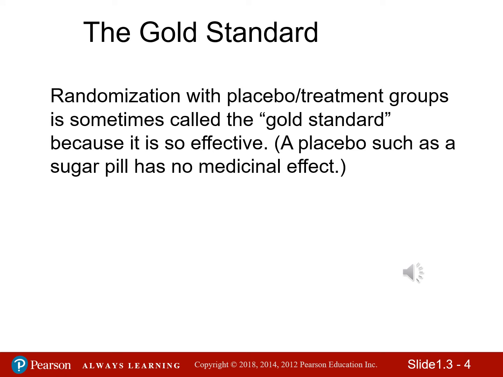Randomization with placebo and treatment groups is sometimes called the gold standard because it is so effective. A placebo is a sugar pill that has no medicinal effects. These types of studies are considered to be the gold standard because they deliver the highest level of evidence due to their potential to limit all sorts of bias.